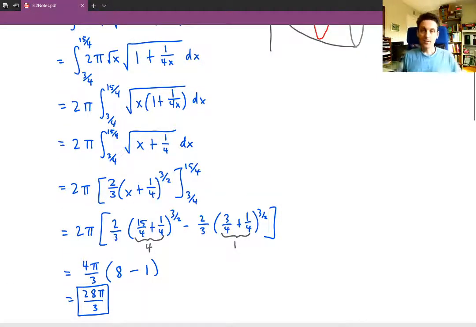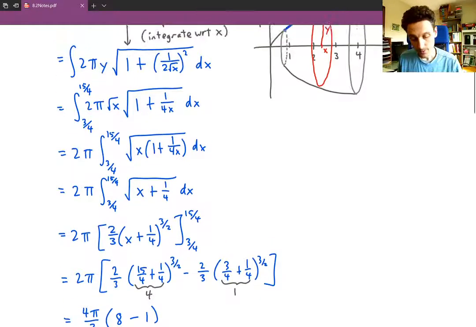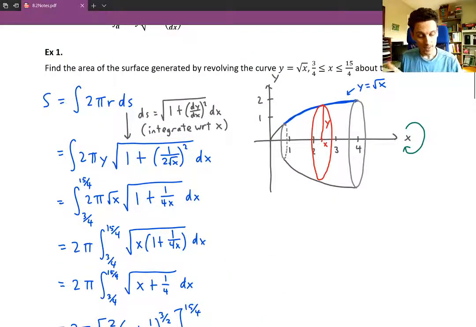Great, so that is the surface area of the square root of x from x equals 3/4 to x equals 15/4 rotated about the x-axis.